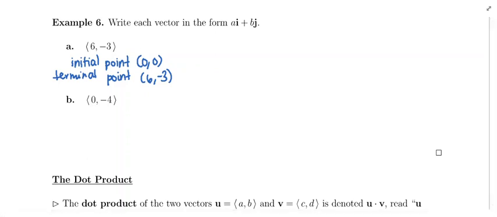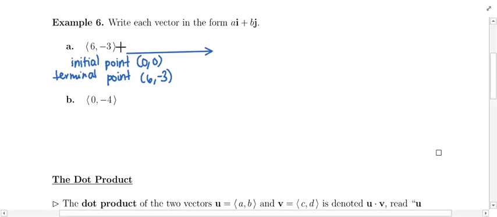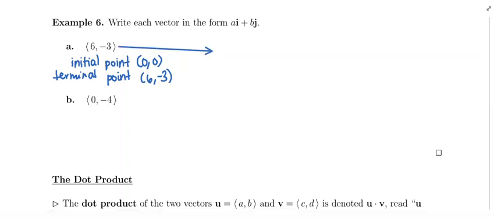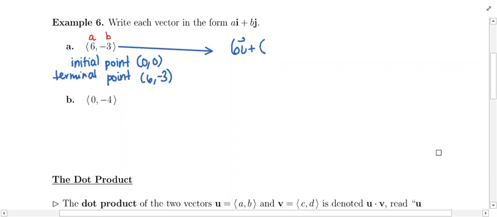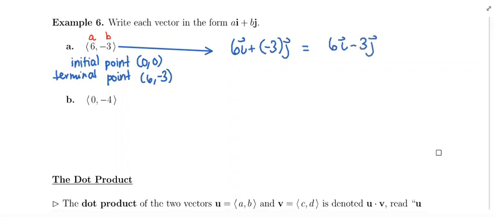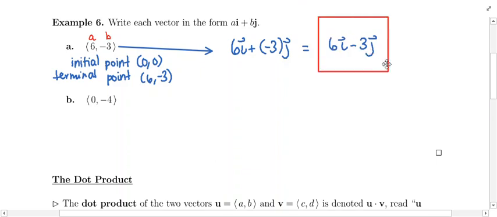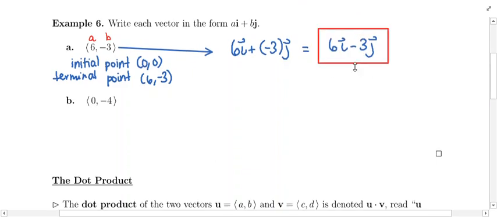Okay, so to convert this over to AI plus BJ form, we know that the 6 is your horizontal component, so that's the A value, and then the B value is -3 because that's the vertical component. So all we would write is 6I plus a -3 times J. Okay, so this would be 6I minus 3J. Okay, that's it. Okay, so let's try the other one. Okay, so for part B, we have the vector 0, -4.